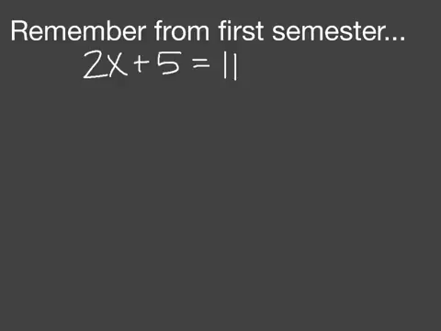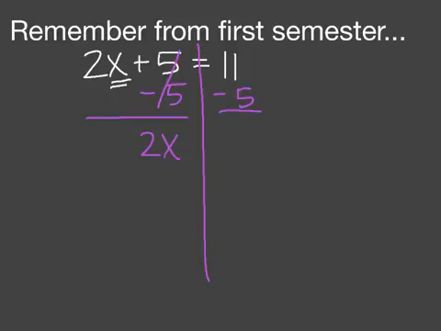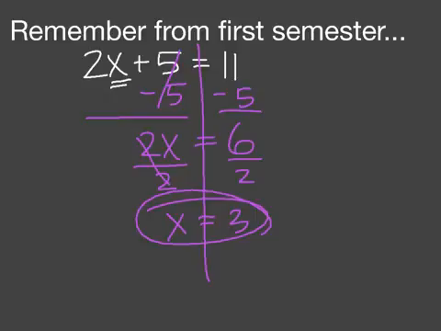Think about the equation 2x plus 5 equals 11. What we learned first semester is how to solve this equation, which means we learned how to figure out what x equals. And what we would do is use our skills of balancing to get the x variable all by itself. So we would subtract 5 from each side so that would cancel, and we'd be left with 2x equals 6. Then we would divide by 2 so that we were just left with x equals 3. And that would be our answer for solving this equation.